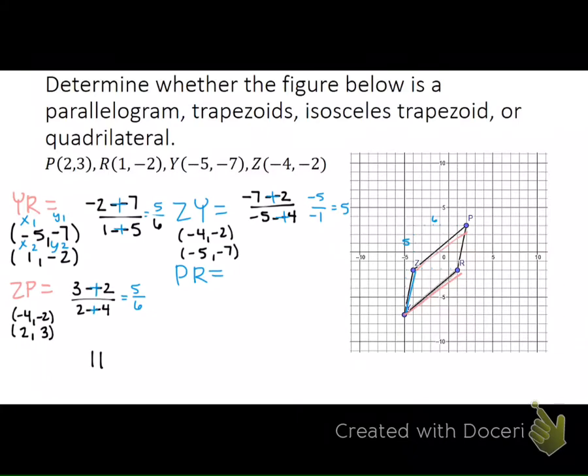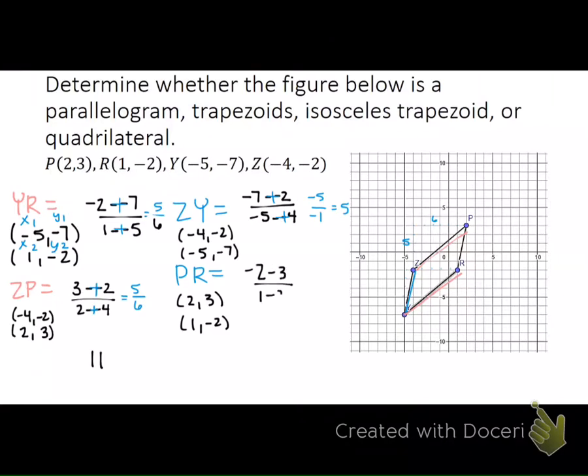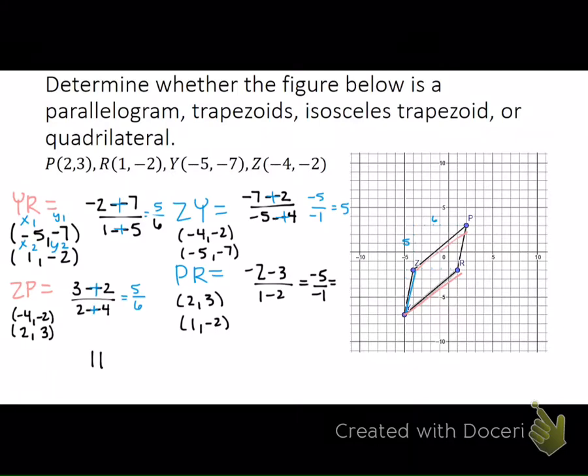Yes. So that is just 5. PR is 2, 3. And R is 1, -2. So I do -2 minus 3 over 1 minus 2. And I get -5 over -1, which is also 5.